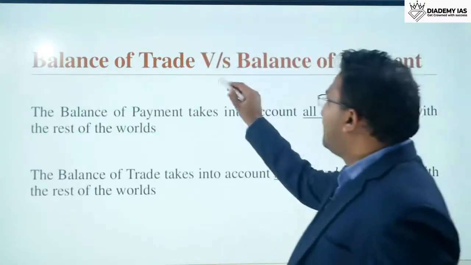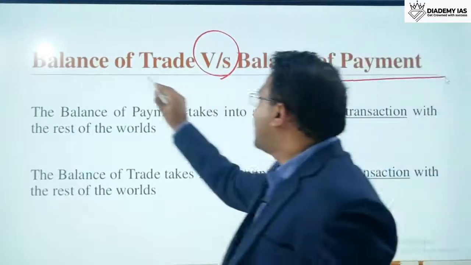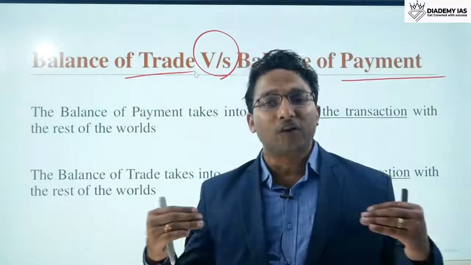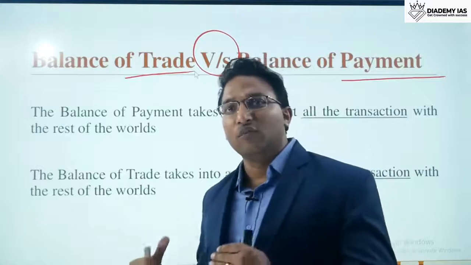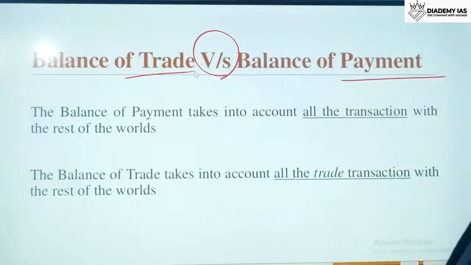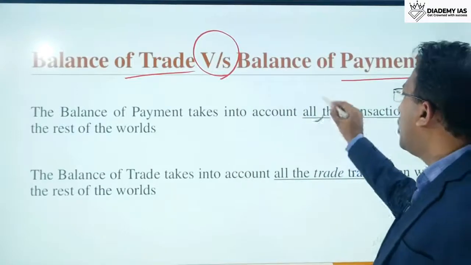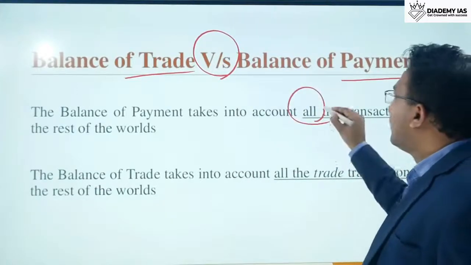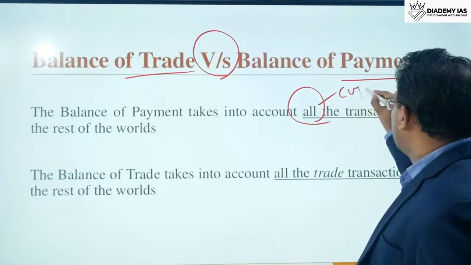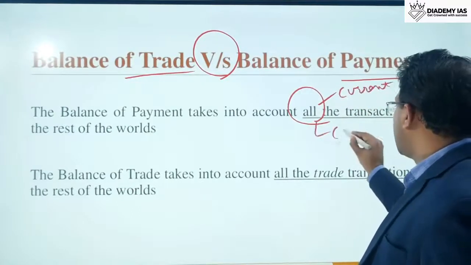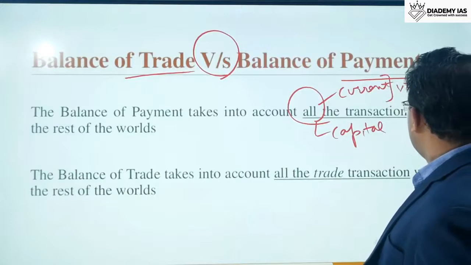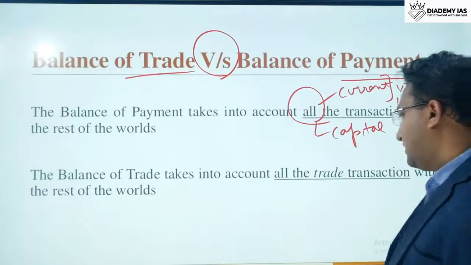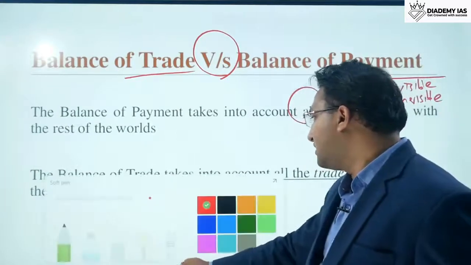Now, what is the difference between balance of trade and the balance of payment, right? I am discussing these small topics because there is a possibility that questions can come from these small topics. So the balance of payment takes into account all the transactions. All means whether current account or capital account. In the current account, whether visible or invisible. So all the transactions are taken care of.